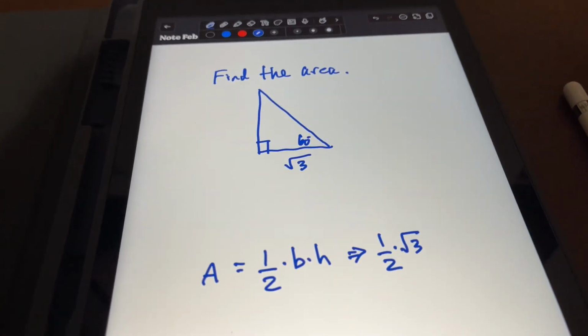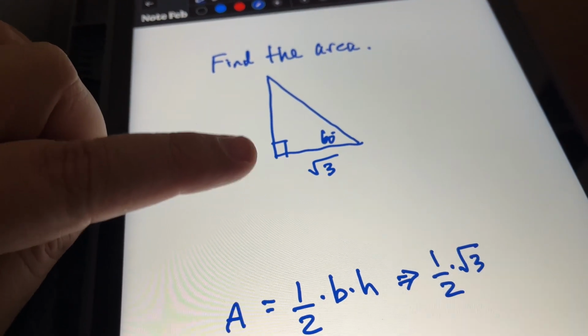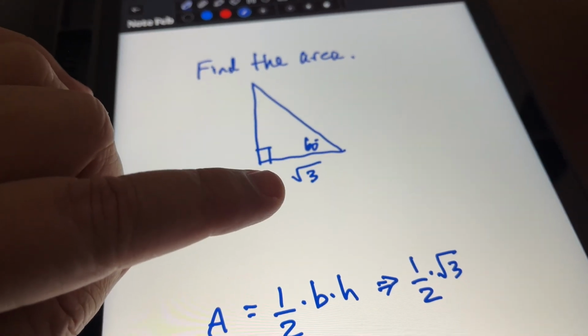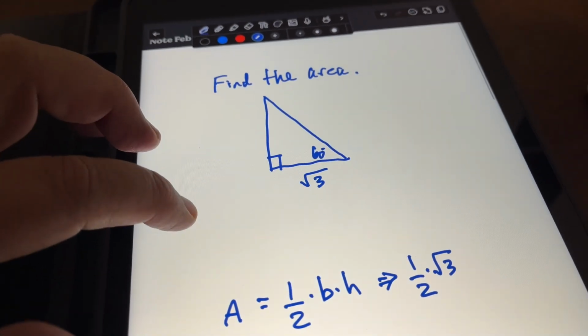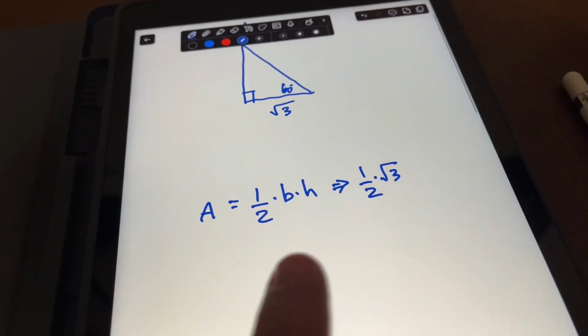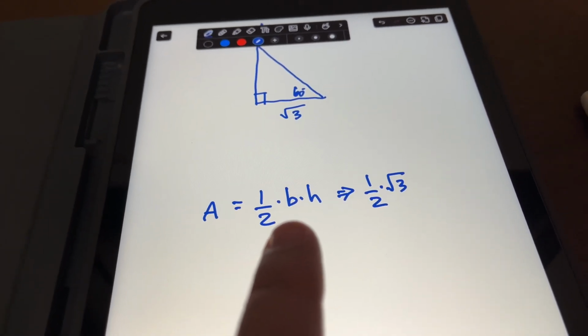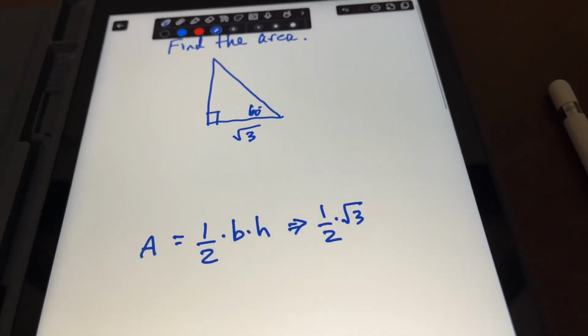Let's find the area of this triangle. So we have a 90-degree angle here, a 60-degree angle here, and we're told that this bottom part is the square root of 3. So to find the area of a triangle, you should know this formula. The area of a triangle equals 1/2 times the base times the height. So that's the formula. So at this point, we have this.